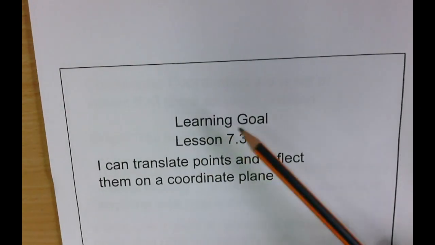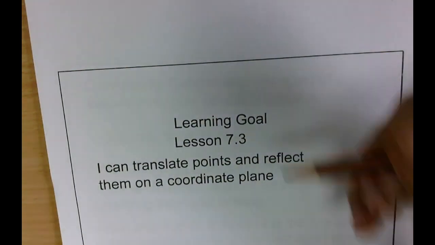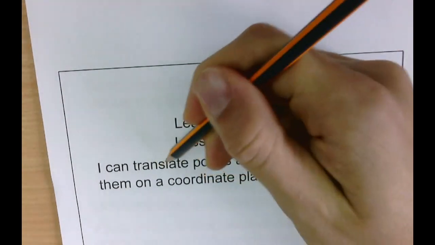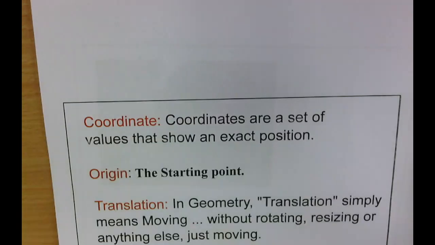Today we'll be looking at lesson 7.3, and the learning goal is I can translate points and reflect them on a coordinate plane. So we're going to be going over two different topics today: one is translating, and one is reflecting. Let's go over some vocabulary before we start today.